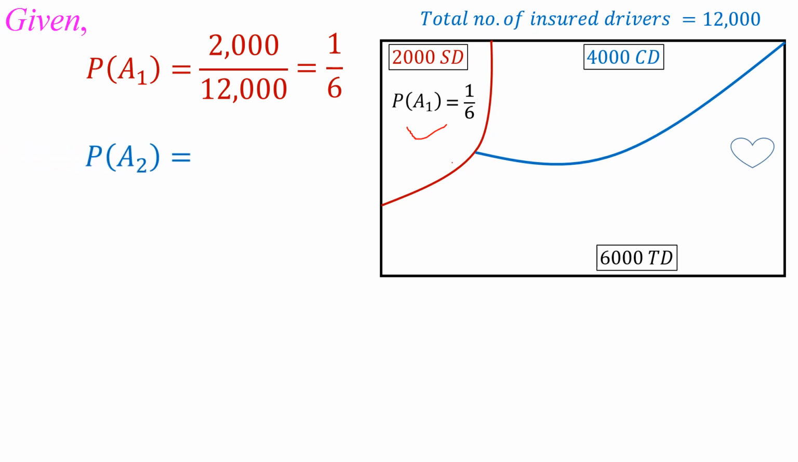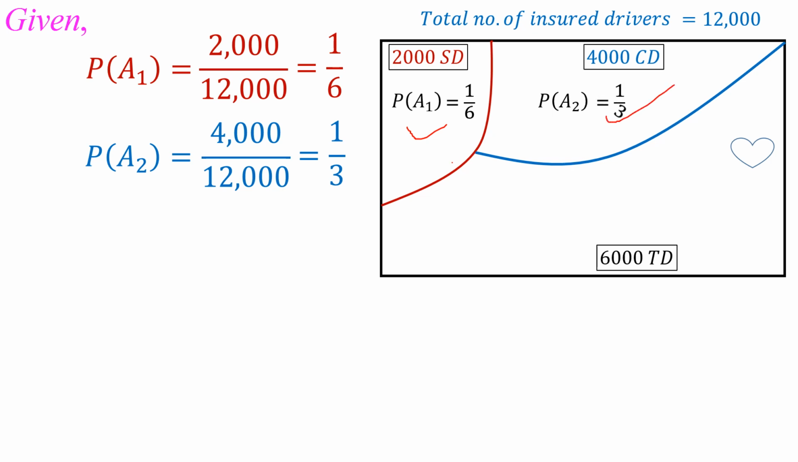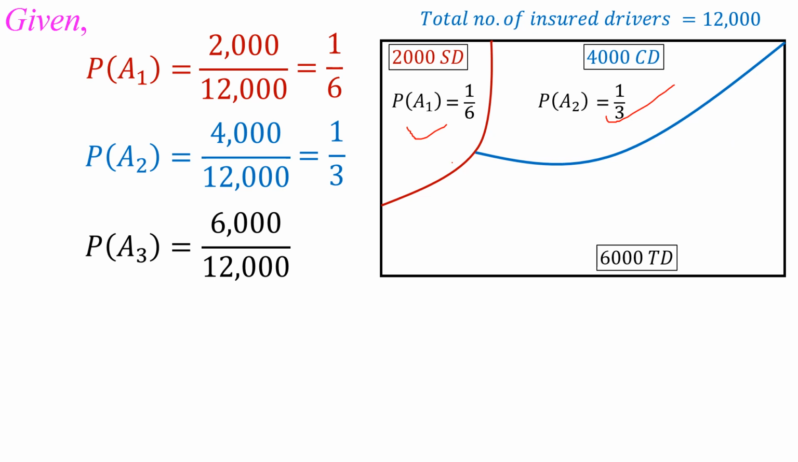And similarly, we find what is the chance that a car driver will be selected. So obviously, the total number of car drivers 4,000 and total number of drivers 12,000. So it comes 1 by 3. So this part, this is called the chance that a car driver will be selected, 1 by 3. And similarly, we find the remaining probability of truck driver, and which is 1 by 2. And here we have shown the probability of A3, that is 1 by 2.